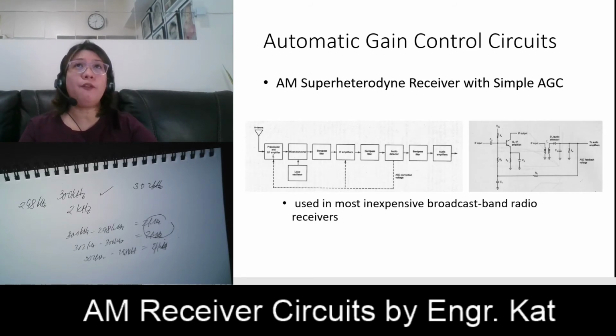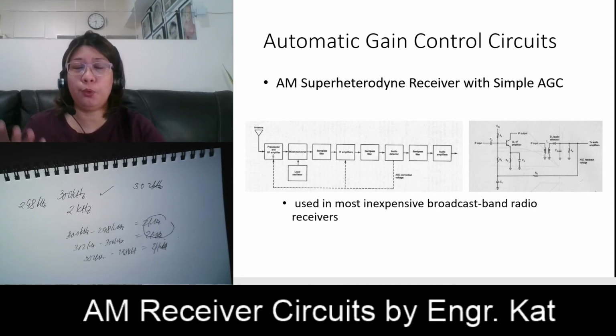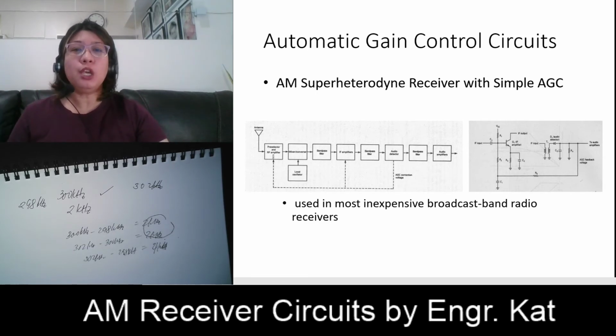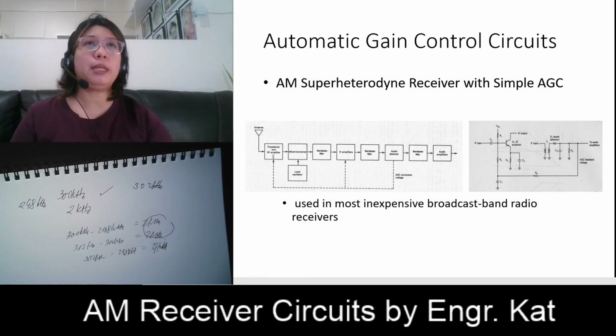So we have here an example of an AM superheterodyne receiver with simple automatic gain control. This is used in most inexpensive broadcast radio receivers. Usually, your AGC correction voltage comes after your IF amplifier stage. So mostly, this is already in the audio amplifier or in the audio detector stage. So this is an example of a simple automatic gain control.